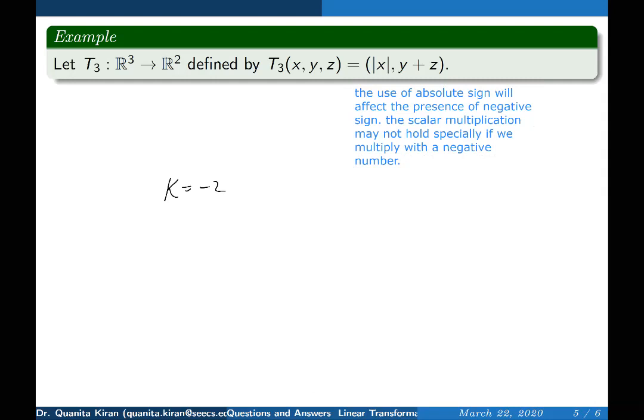You can also have a look that due to this absolute value, vector addition is also not preserved. If you take two numbers that are negative in the x component and you take the sum of them, then the absolute value is not equal to the sum of the individual absolute values. So you can also use this fact to prove that the transformation is not a linear transformation.